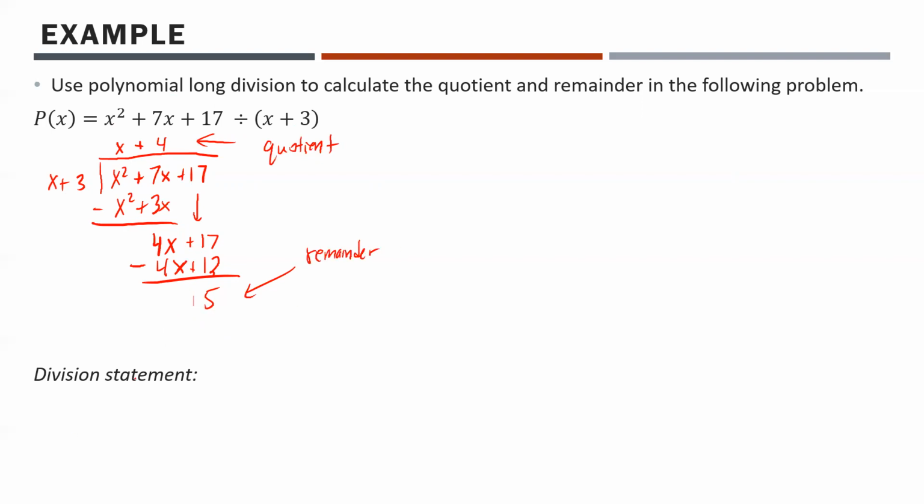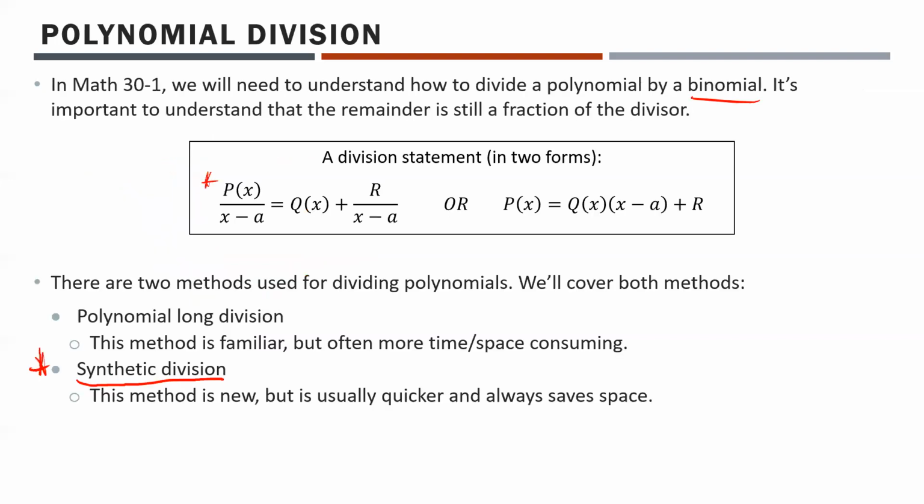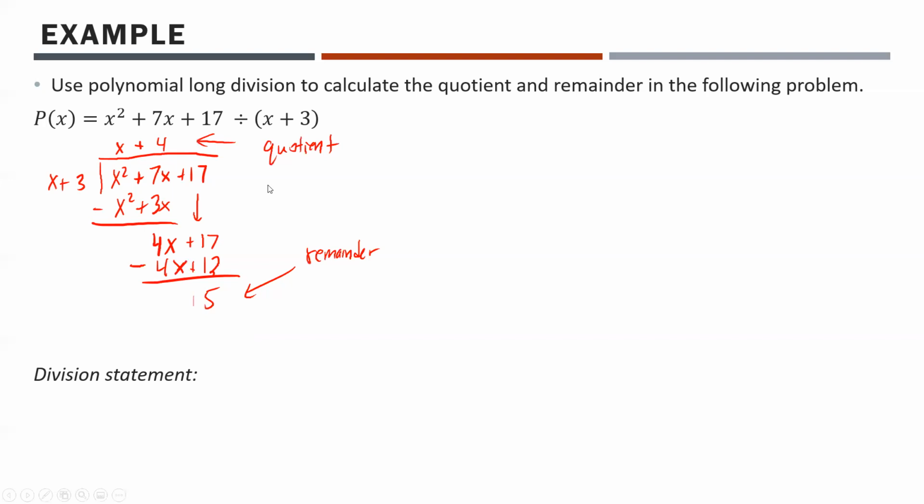Now, if we were to show this as a division statement, remember, just going back, we can show this in one of two different ways. We can either show it this way, or we can show it this way. I'm going to be honest, I always just use this one on the left. So what we're going to do is write the division statement as your original polynomial, x squared plus 7x plus 17, divided by x plus 3, equals your quotient, which is x plus 4.